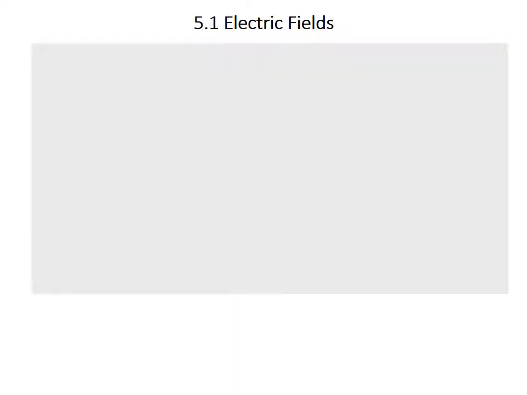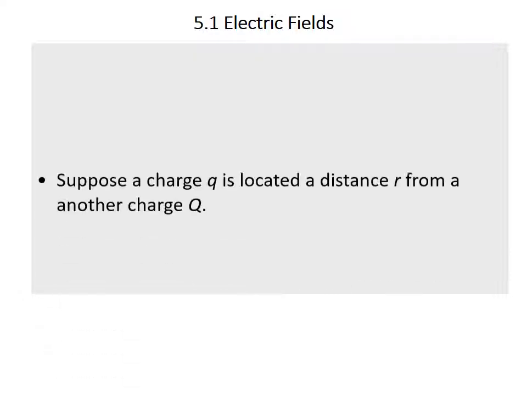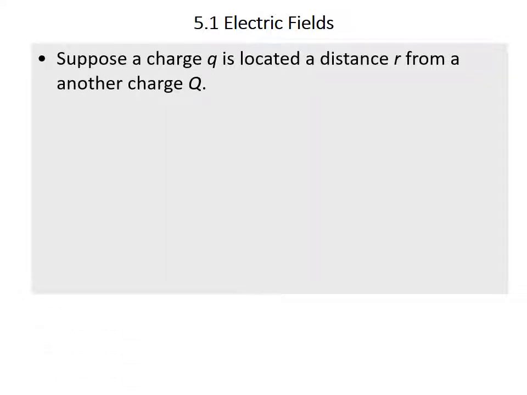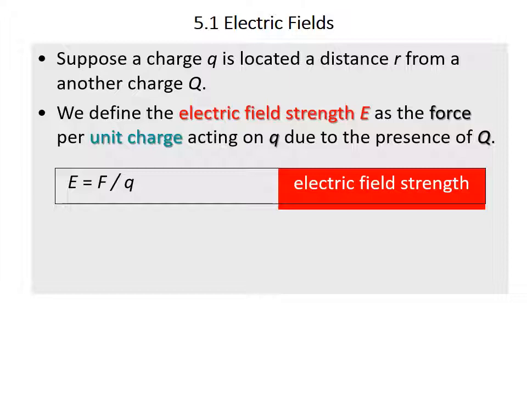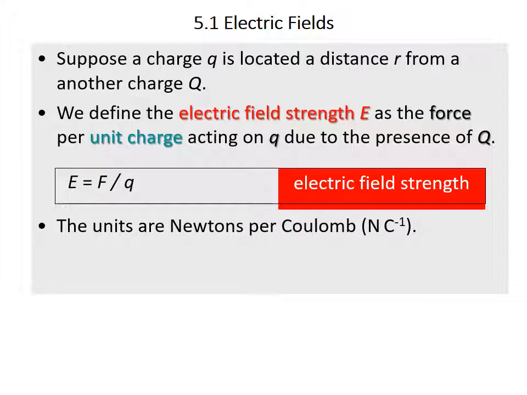All right, we need to define now what an electric field is. So let's say we have a smaller charge q located at some distance r from a larger charge Q. We can define the electric field strength E as the force per unit charge acting on the smaller q due to the presence of the larger Q. The electric field strength has this equation, E equals F over q. The units are newtons per coulomb, and this is a vector.